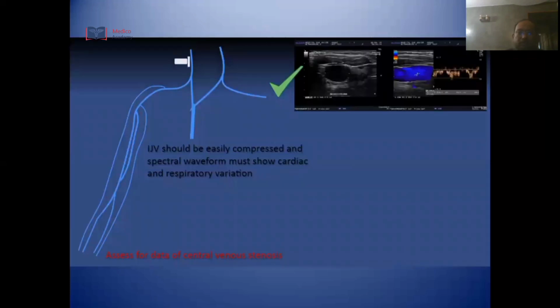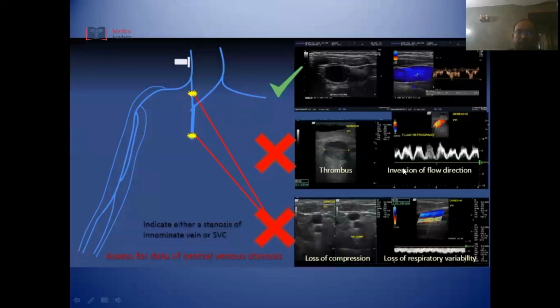Coming to the assessment, the IJV should be easily compressed and the spectral waveform must show cardiac and respiratory variation. So this is the internal jugular vein where you are able to see the nice flow. For assessment of central venous stenosis, you need to see that there is no thrombosis or loss of compression, and the normal flow should be there in the internal jugular vein.